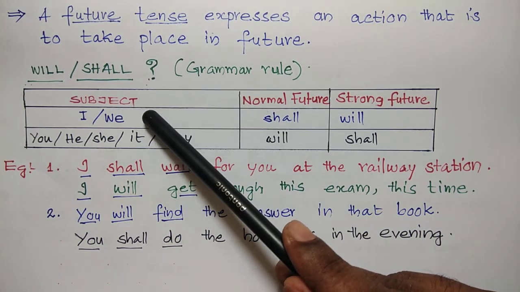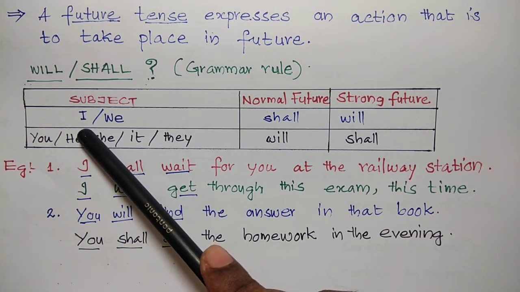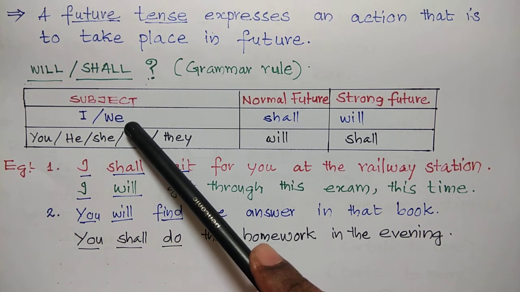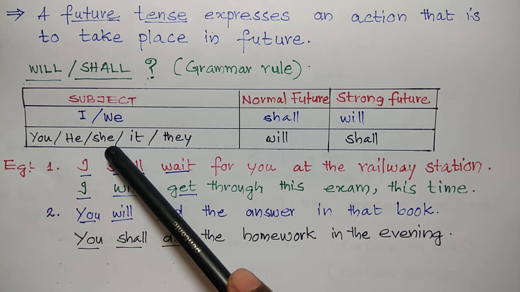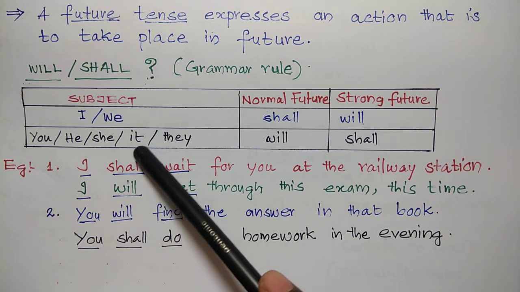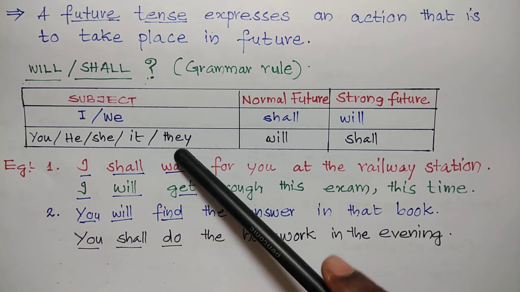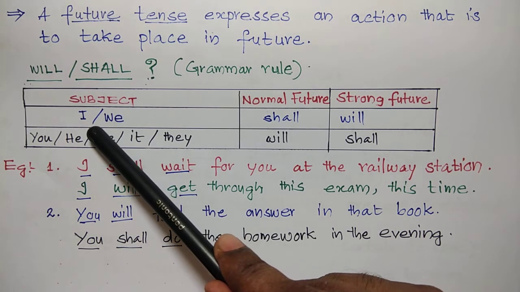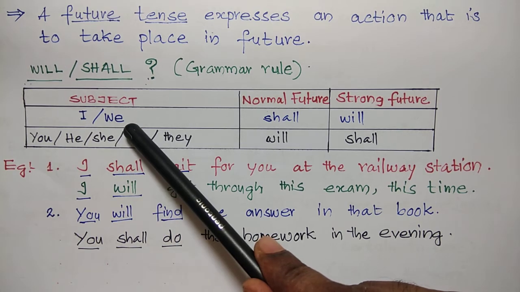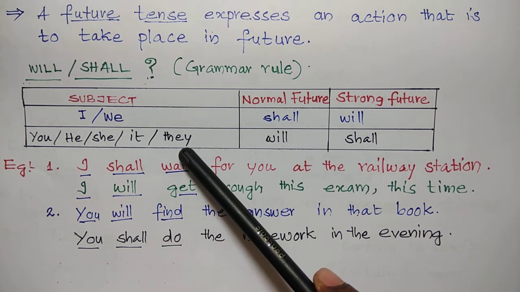See, the subject. The first person singular is I. The first person plural is we. And here you, that is second person. And he or she or it. These are third person singular. And they is the third person plural. So we have two cases. One is first person singular and plural, that is I and we. And the second case is you or he or she or it or they.